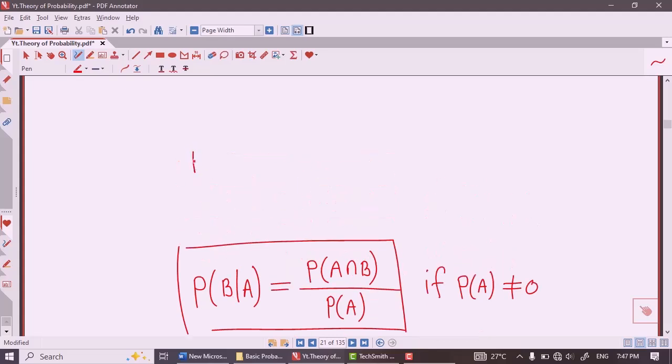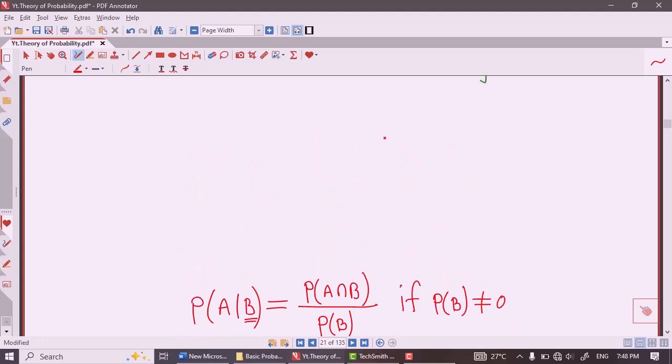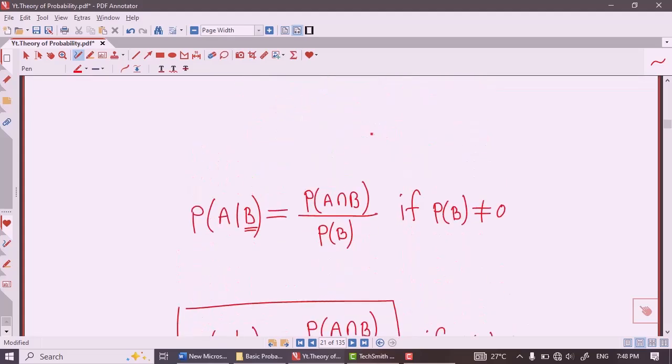Similarly, suppose event B has occurred first and event A depends on event B, then here we will write probability of B, which has occurred first, and this remains probability of intersection of A and B, and here we require that probability of B is non-zero. So they can ask you to write down the definition of conditional probability.